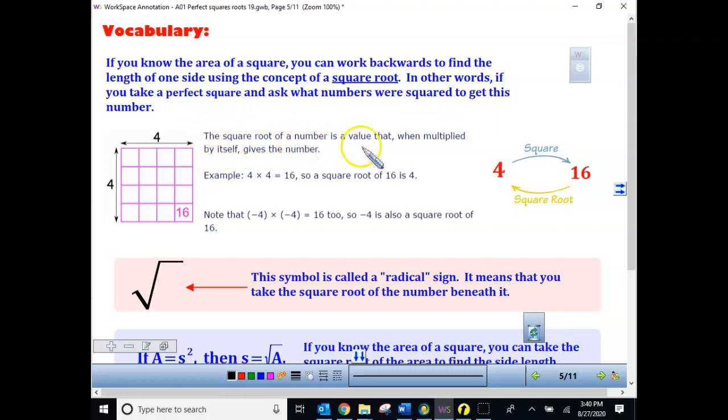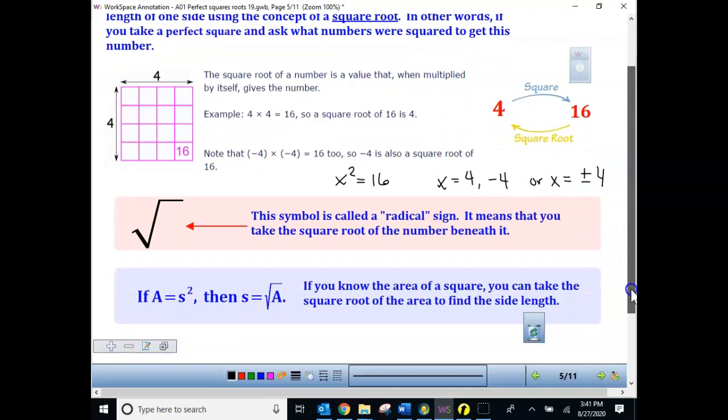The square root of a number is a value that multiplied by itself is a given number. Example, 4 times 4 equals 16, so the square root of 16 is 4. 4 squared is 16, the square root of 16 is 4. Note that negative 4 times negative 4 is also 16, so negative 4 is also a square root of 16. Now, how that comes about is if I say what number squared is equal to 16, you could tell me x could be 4, and someone else could tell me that it could also be negative 4. And you will see sometimes in mathematics that they will write this way, plus negative 4.